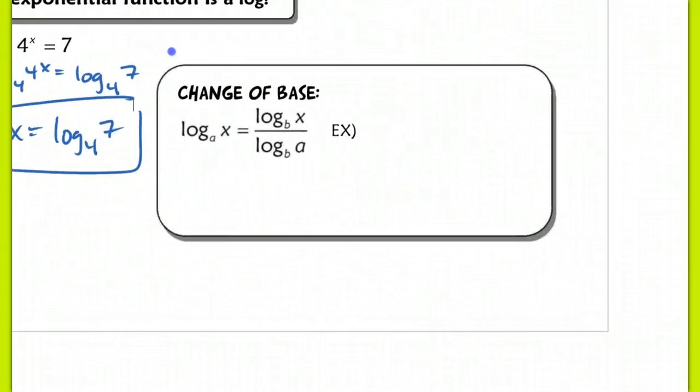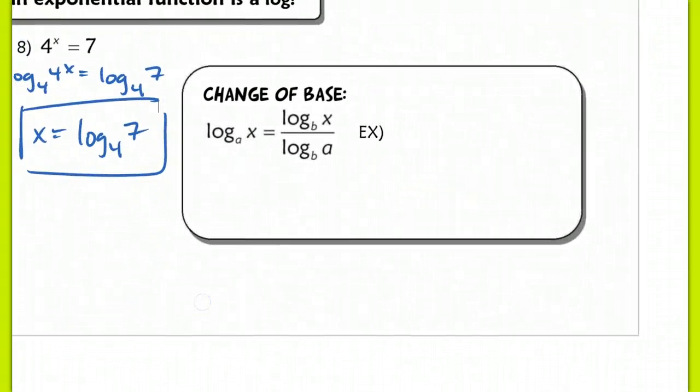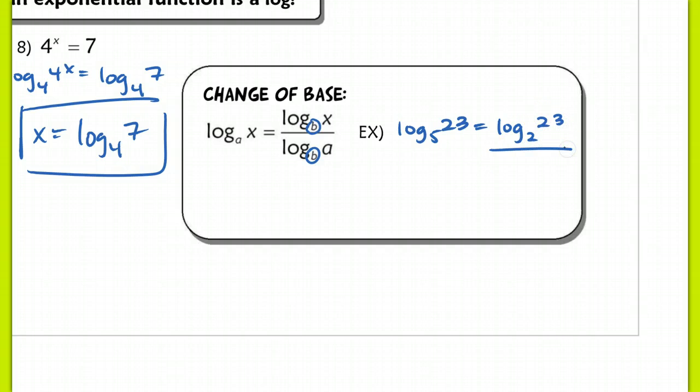And finally, change of base. If I have log base a of x, that is equal to the log base anything, so any different base, of x over log base anything of a. So what I mean by that is, let's say I have log base 5 of 23. I can rewrite this as the log of any base that I want. So let's say it's 2. I would take that argument and divide it by the log base 2 of my previous base. Okay, that's how I can rewrite that.